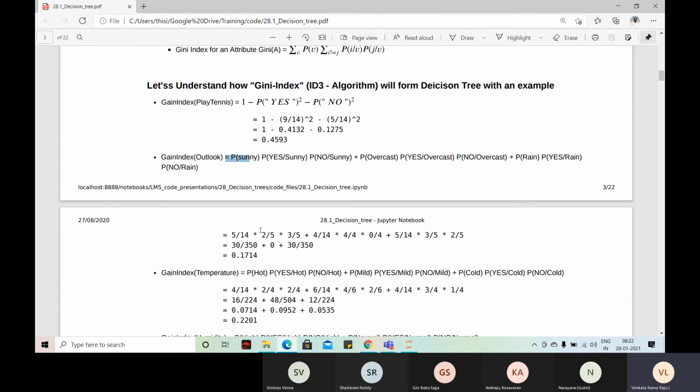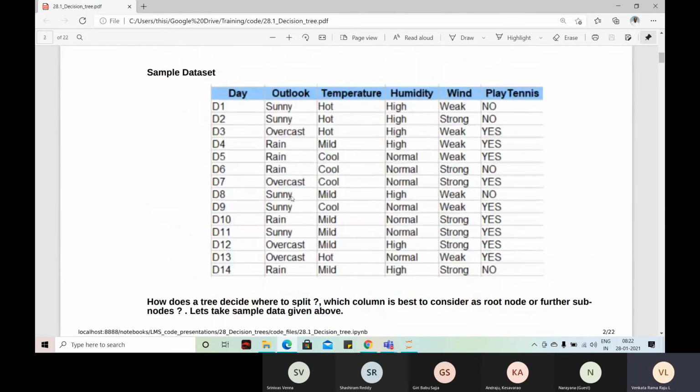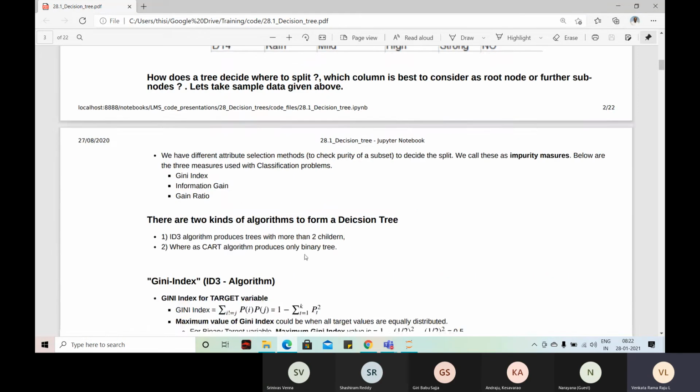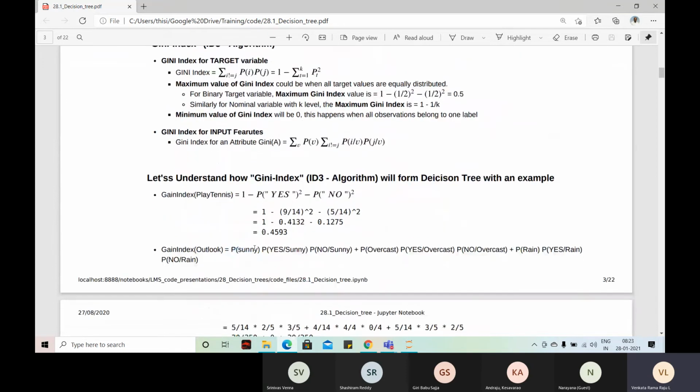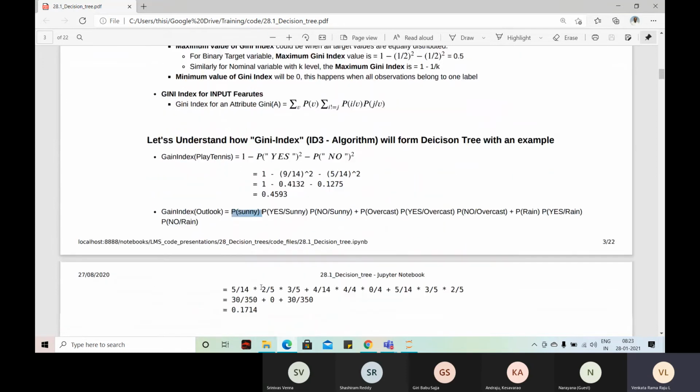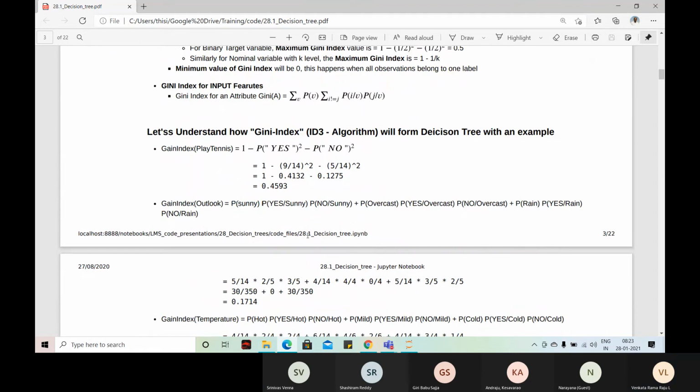Probability of sunny is 5/14. Why? If you look at this data, out of 14 records, there are 5 records belonging to sunny: 1, 2, 3, 4, 5. Favorable events divided by total number of events. Probability is a ratio. So probability of sunny is 5 by 14.